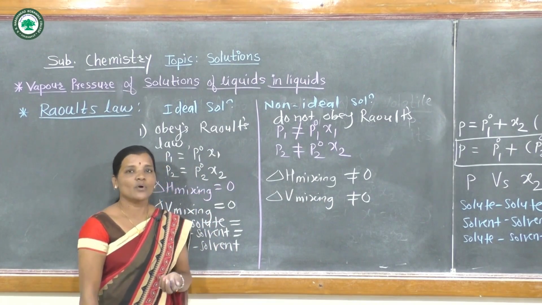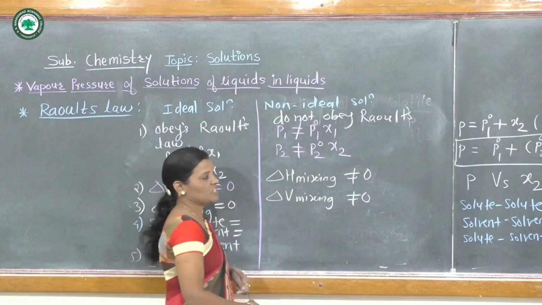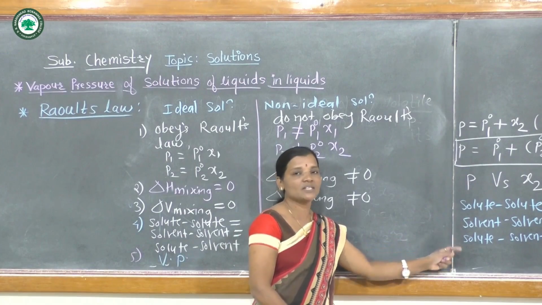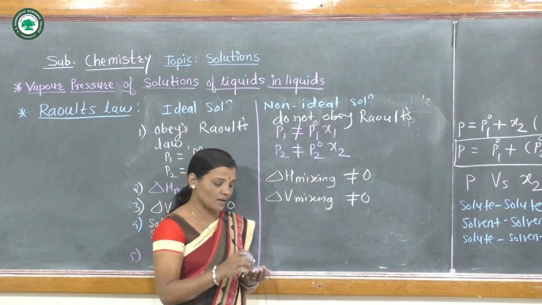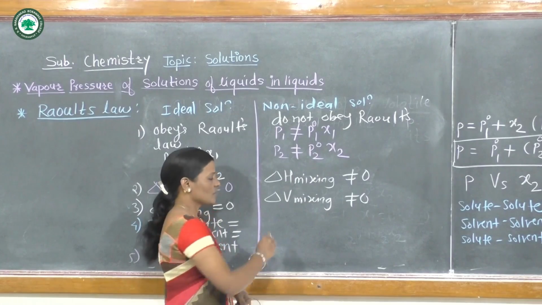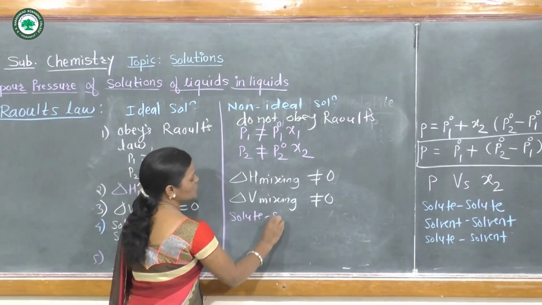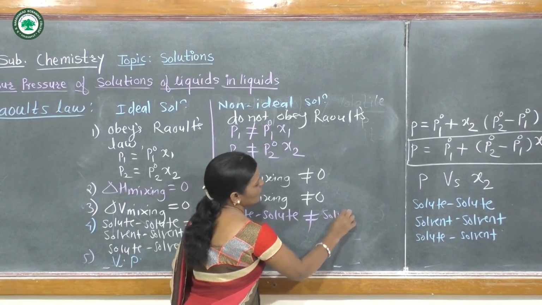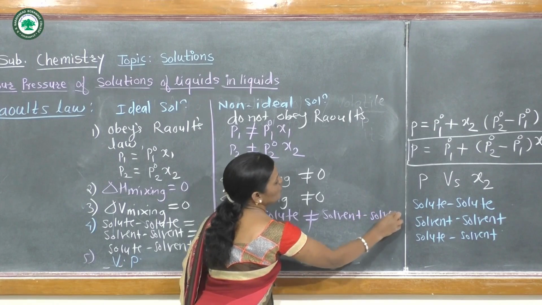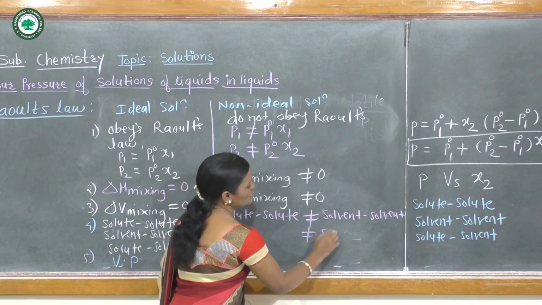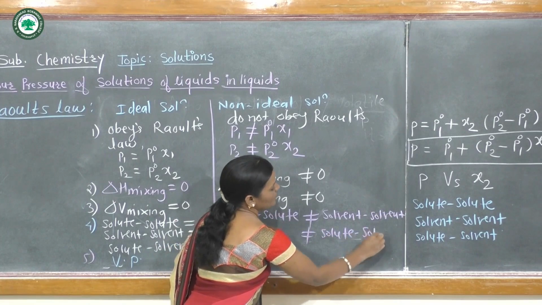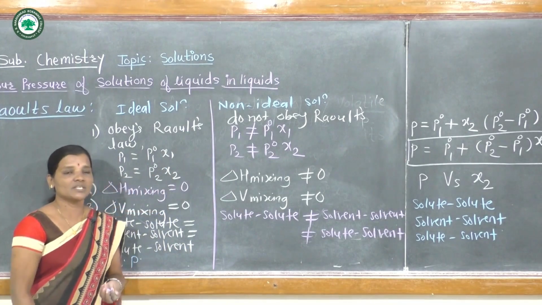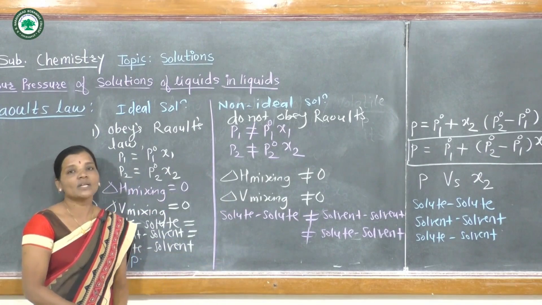And whatever the interactions are there, solute-solute interactions, solvent-solvent interactions and solute-solvent interactions, they also vary from each other. That means solute-solute interactions do not equal solvent-solvent interactions, and also are not equal to solute-solvent interactions. And so such types of solutions are said to be non-ideal solutions.